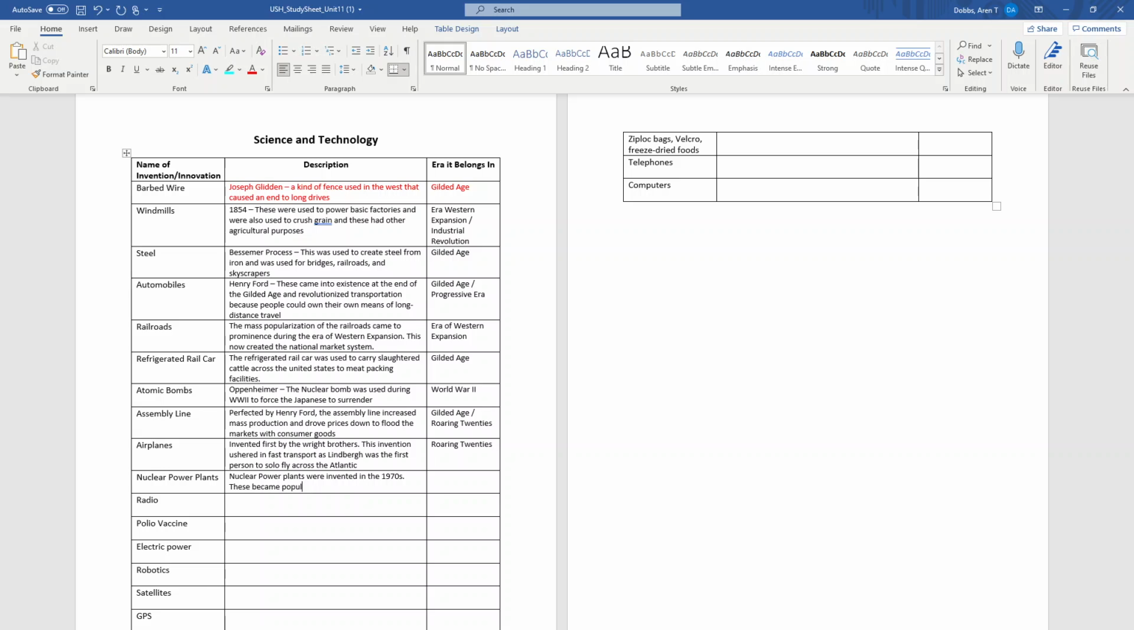Okay, so nuclear power plants. Nuclear power plants were really invented in the 1970s. That's where we see their existence come into prominent use. These become popular and they revolutionize power during the gas crisis. But these nuclear power plants are often found to be a dangerous form of generating power and electricity. This comes in during the 1970s, this decade of social change and reform.